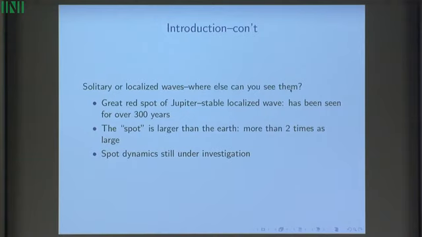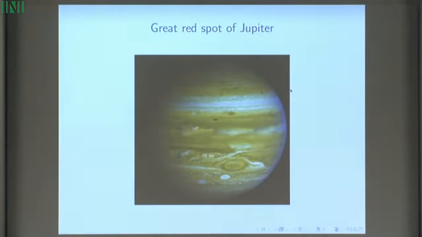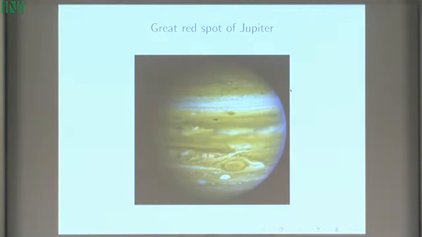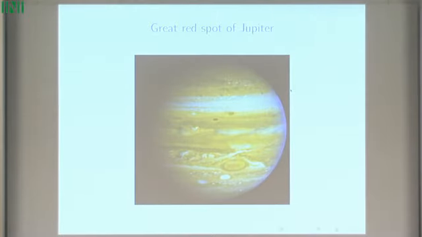Where else can you see solitary or localized waves? Well, one area is the Great Red Spot of Jupiter. This is a stable, localized wave, observed for over 300 years. The spot's very large, and the dynamics are still under investigation. This is not an integrable system, but it's a very interesting one, and there's your spot. It's just staying there, obviously exists, localized.